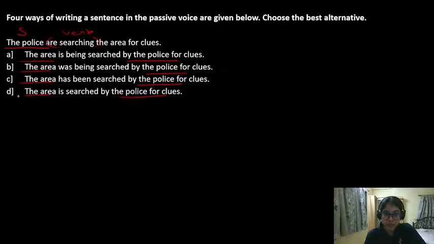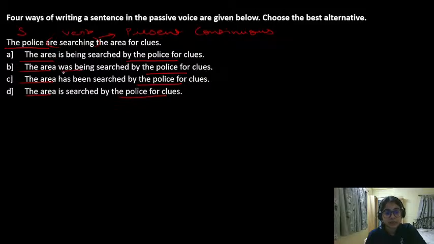So let us see the other grammatical hints to eliminate options. "Are searching" is which tense? This is present. First of all, it's "are", so it's present. If it were "were", it would be past, but it is in present. Searching, the work is still going on, it is not finished, so whenever a work is in continuation, we use a continuous tense. So this sentence is in present continuous tense.